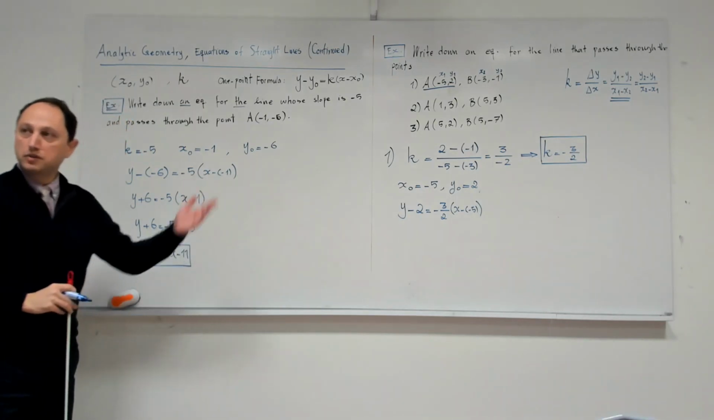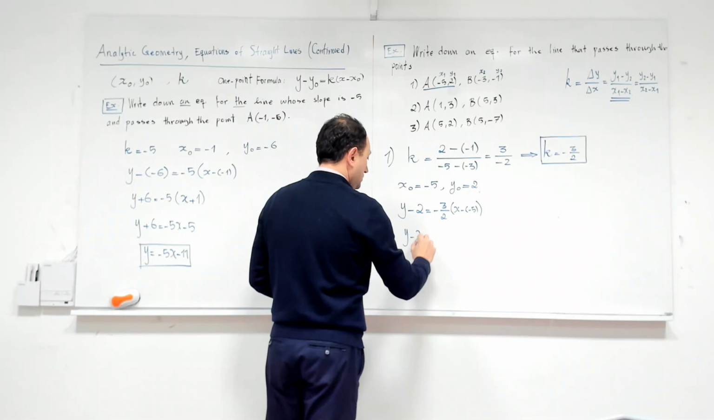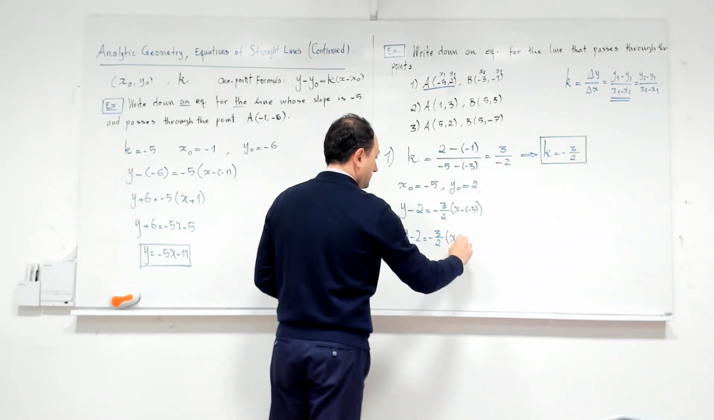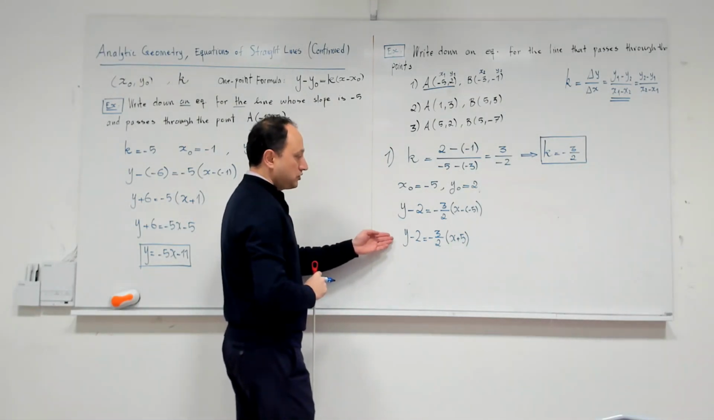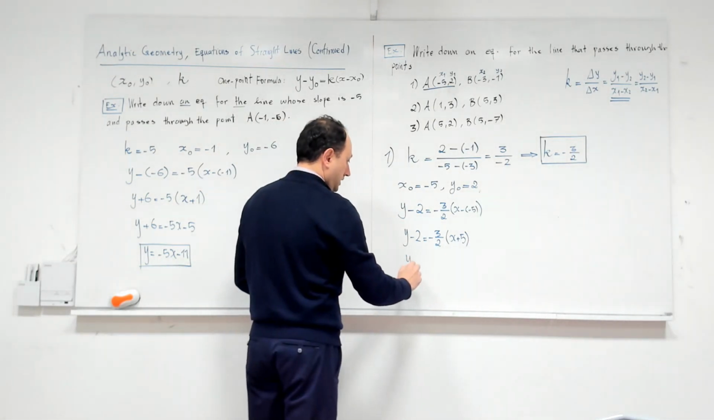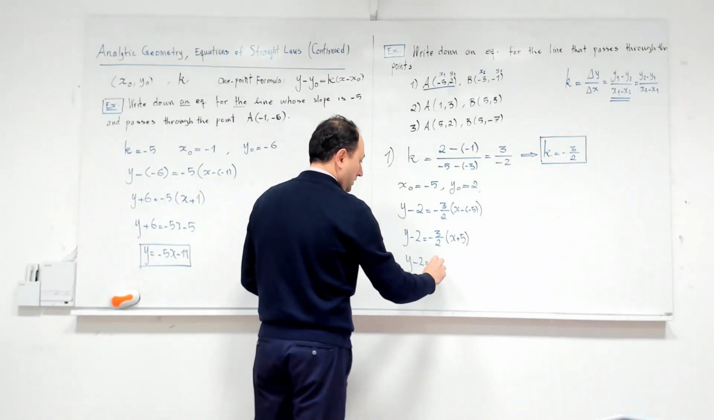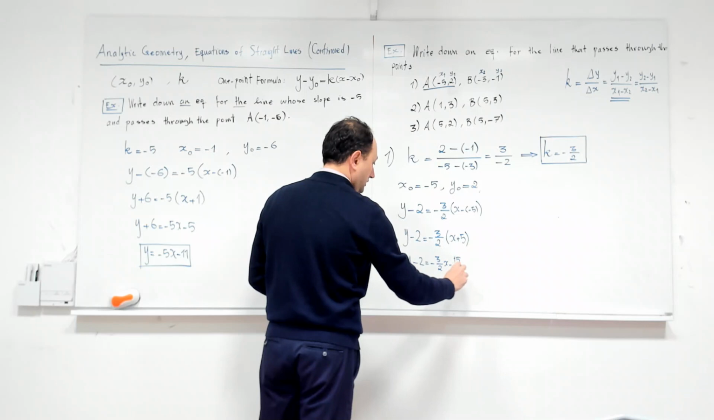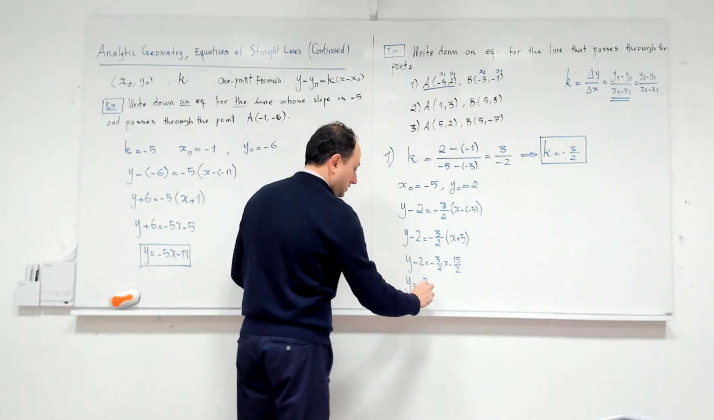And then we have to simplify that. So this becomes y minus 2 is minus 3 over 2, and then I have x plus 5. And I told you that usually you shouldn't stop here. Try to simplify it as much as possible. So what I do, I multiply minus 3 over 2 in, so it becomes minus 3 over 2 x, minus 15 over 2. Then I move 2 to the other side.